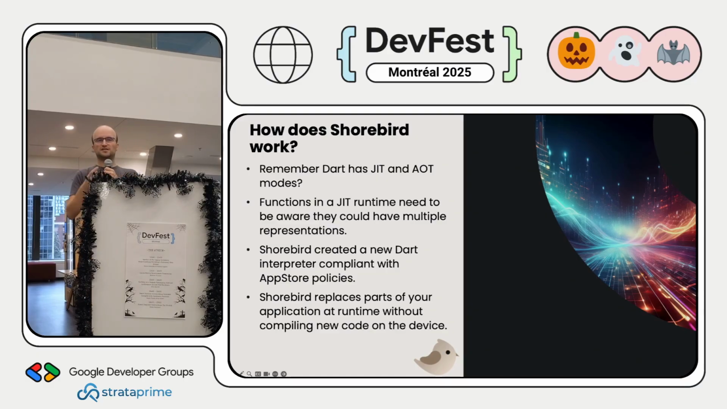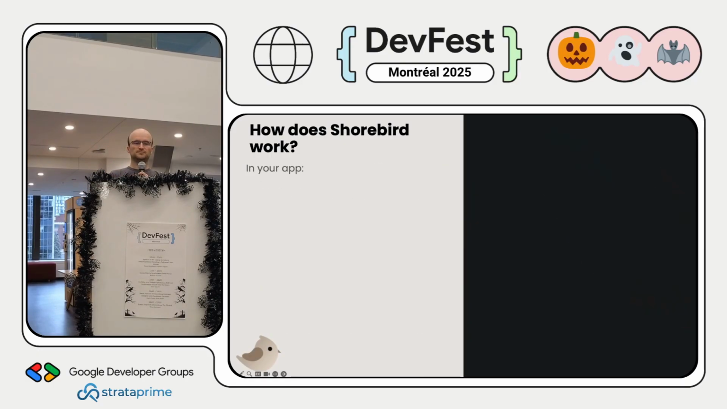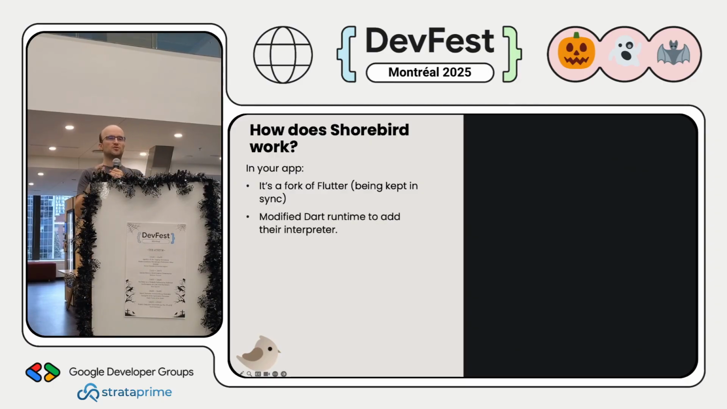So Shorebird is not using JIT, but it's leveraging that functionality at the runtime level. Shorebird also created an interpreter that's compliant with the App Store policies, and they replace part of your code at runtime without compiling new things. So in your app, basically, what Shorebird is, is a fork of Flutter to add this mechanism really low level in the framework. They modify the Dart runtime to add their interpreter to interpret Dart code on the spot.